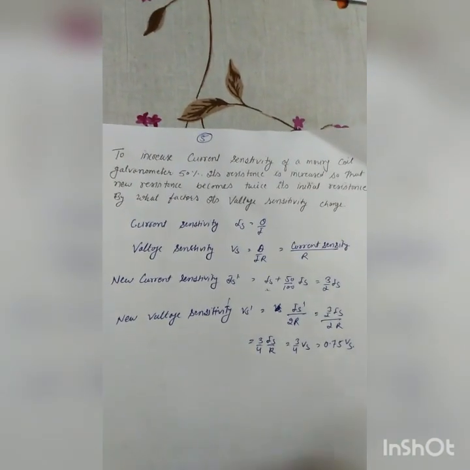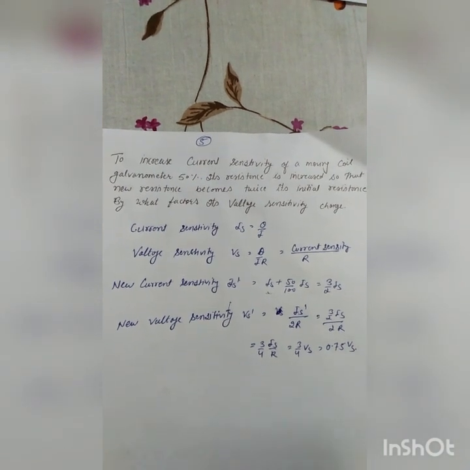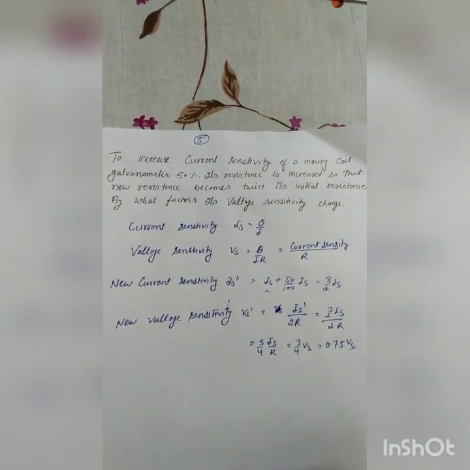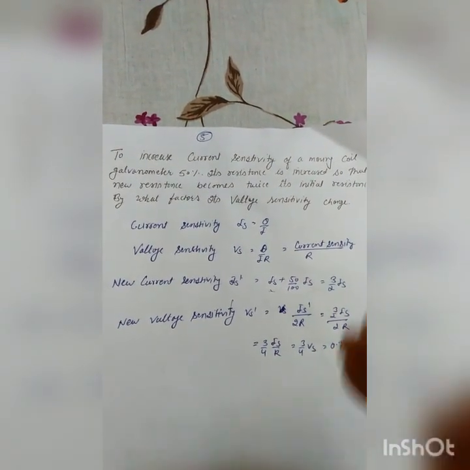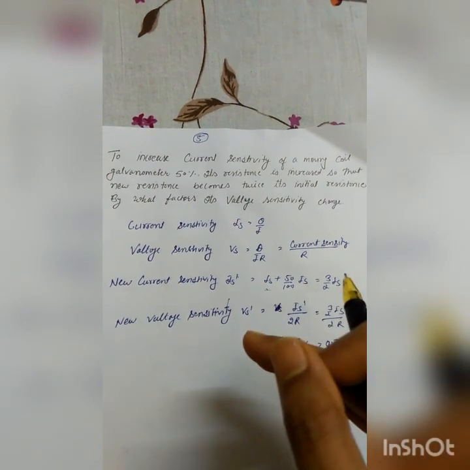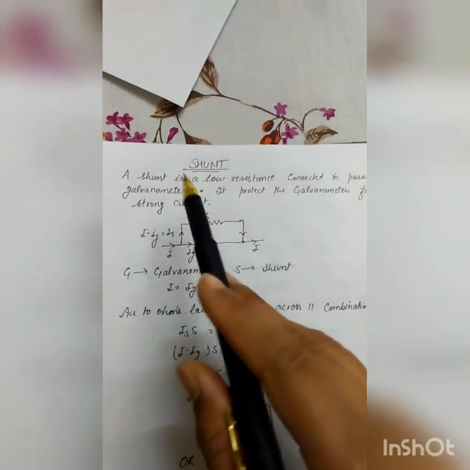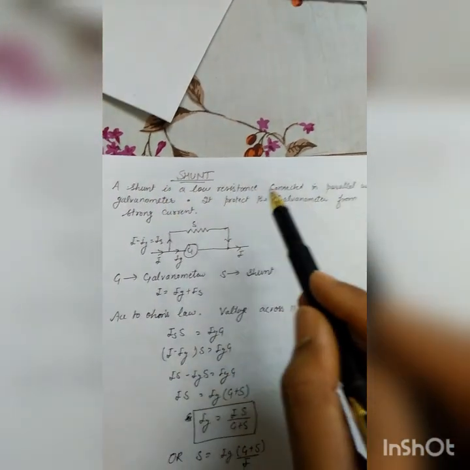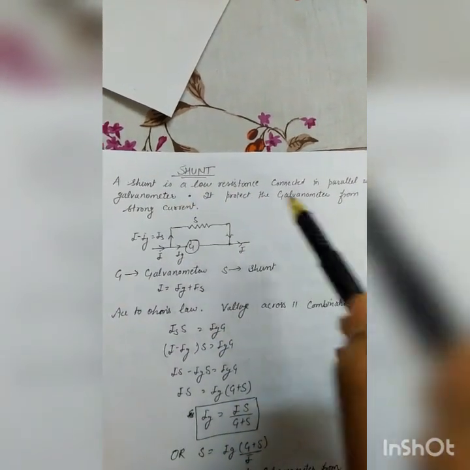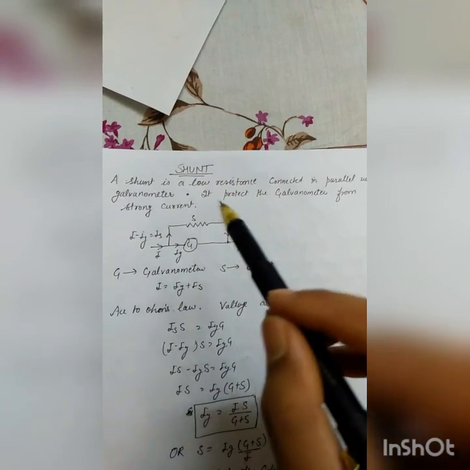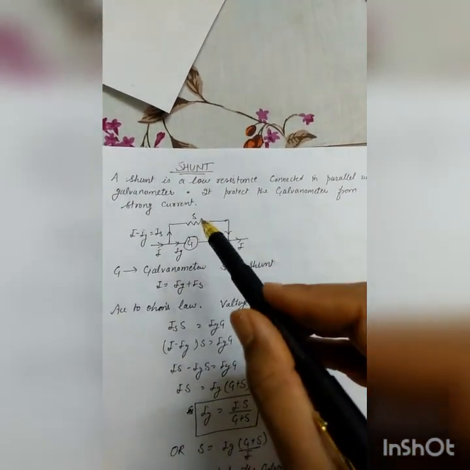Right? Next we will do how the galvanometer is used to make the ammeter and the voltmeter. A galvanometer can be converted into an ammeter and into a voltmeter with the help of resistances. Right? Let's start. First of all, shunt. A shunt is a low resistance connected in parallel with the galvanometer. It protects the galvanometer from the strong current. Right? G is the galvanometer, S is the shunt which is connected in parallel.